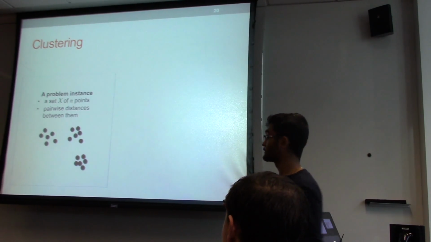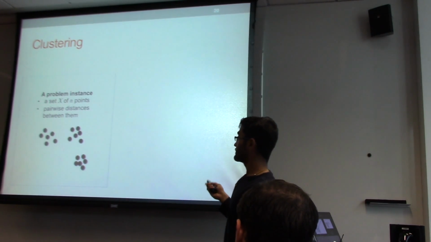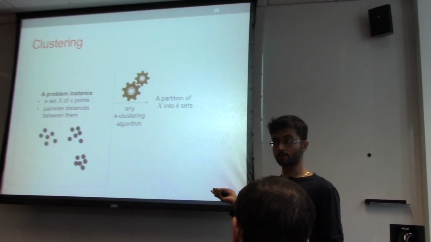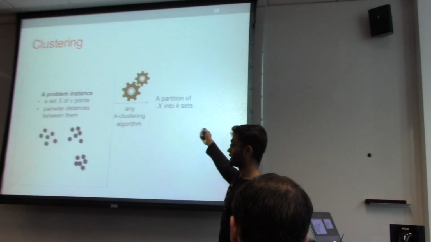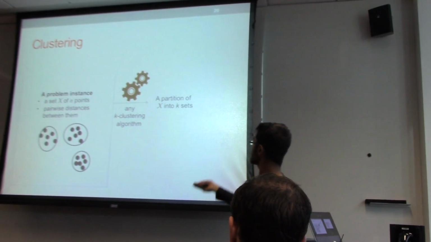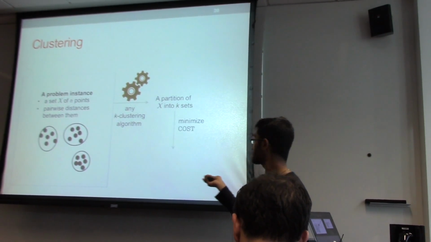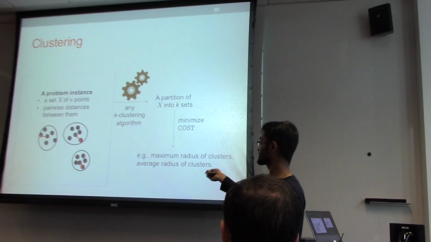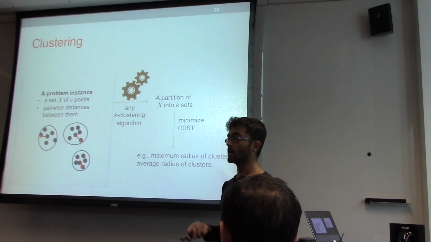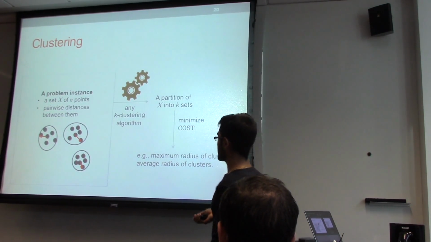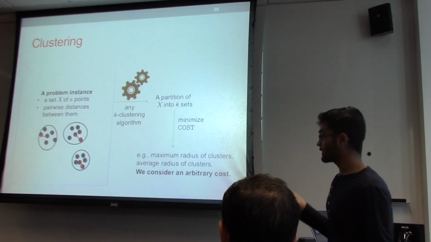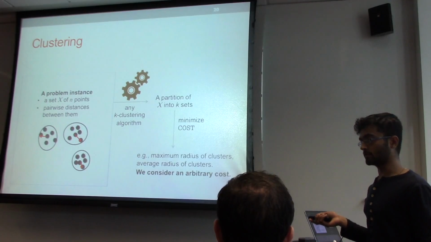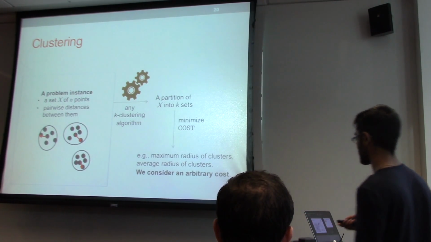Let me define clustering more formally. You have a set of n points and the pairwise distances between them, and any clustering algorithm is going to partition that into k sets. And you want to minimize the cost. For example, this could be the maximum radius of the clusters or the average radius of the clusters. This corresponds to things like k-means, k-medians, k-center. In the rest of this talk, I'm going to consider an arbitrary cost, because our results generalize to any of these popular notions of cost.